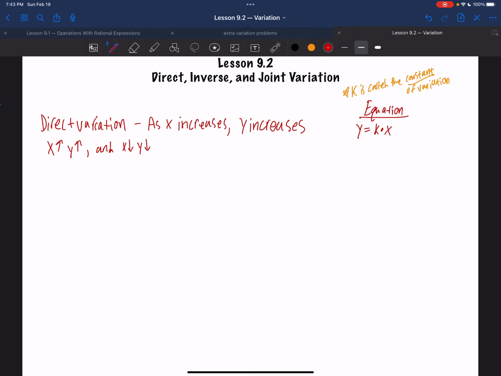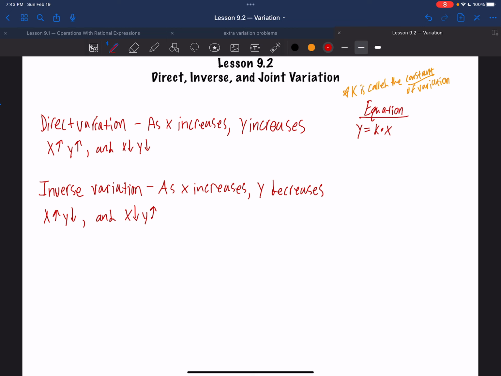Okay, next one. Next is inverse variation. And this is sort of the opposite idea. As one variable increases, as x increases, then y does not follow the similar path. It follows the opposite behavior. So I'd say y decreases. If x goes up, y goes down, and if x goes down, y goes up. That is inverse variation. They are inversely related.